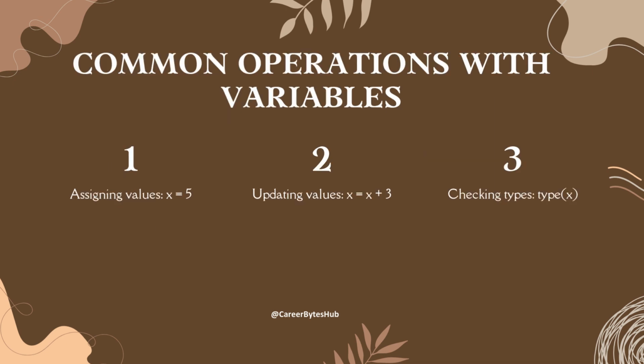Here are some common operations you'll perform with variables. You can assign a value to a variable, update its value by performing operations like addition, and check its type using the type function. These basic operations will come in handy as you start building Python programs.